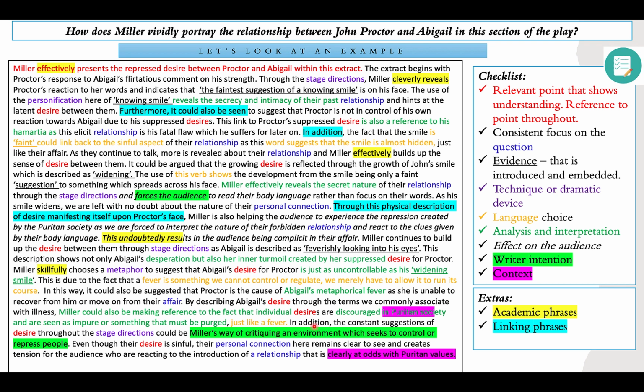In addition, so now we're showing that we're adding something, we're building. The constant suggestions of desire throughout the stage directions could be Miller's way of critiquing an environment which seeks to control or repress people. So here we've got our writer's intention. Even though their desire is sinful, their personal connection, so there's a reference back to the question here at the end, remains clear to see and creates tension for the audience who are reacting to the introduction of a relationship that is clearly at odds with Puritan values. So we've gone back here to our contextual knowledge.